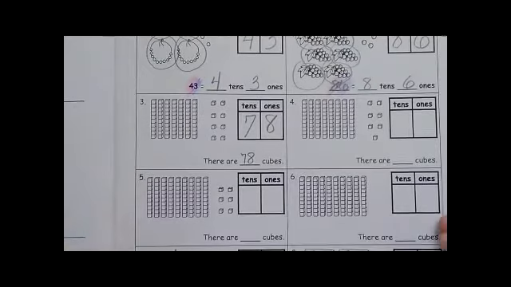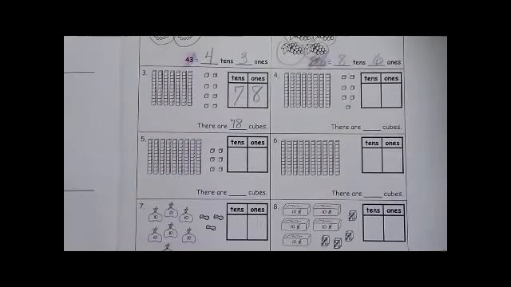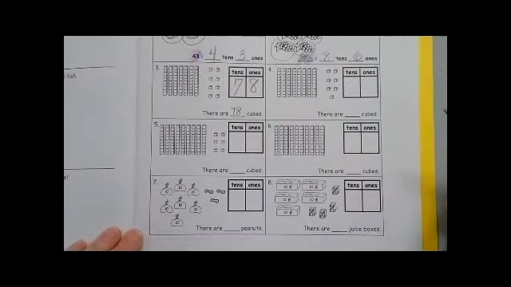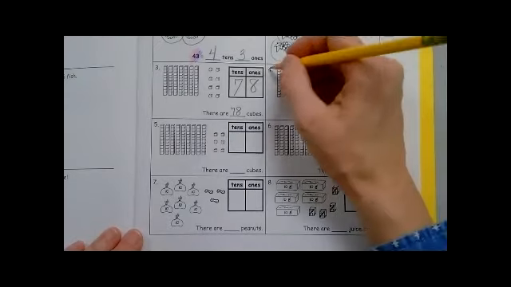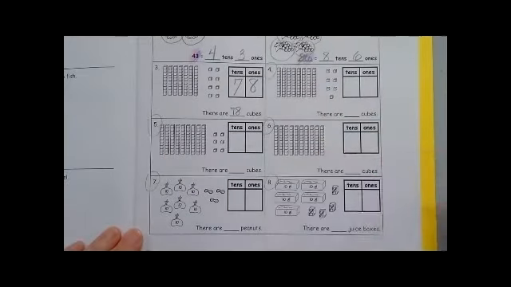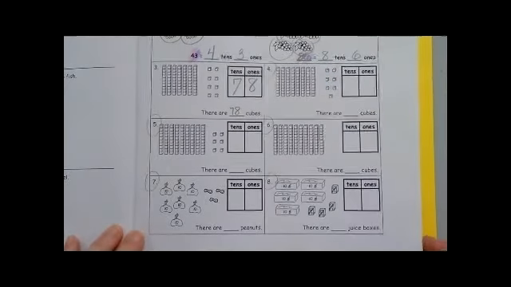Okay, class, I'm going to have you complete the rest of the problems on your own, by figuring out how many tens you have, how many ones you have, and completing the statement. So 4, 5, 6, 7, and 8, you're going to do on your own. Go ahead and pause the video now and finish the front side.